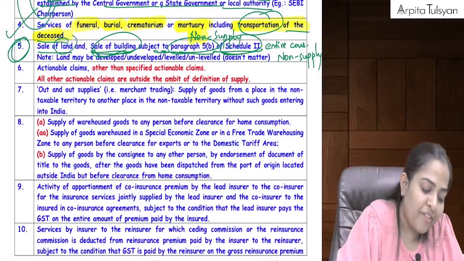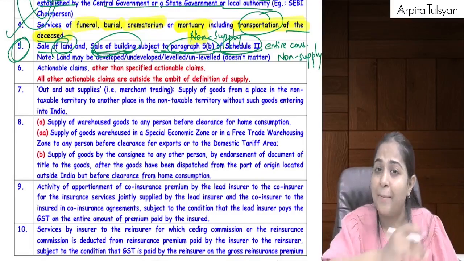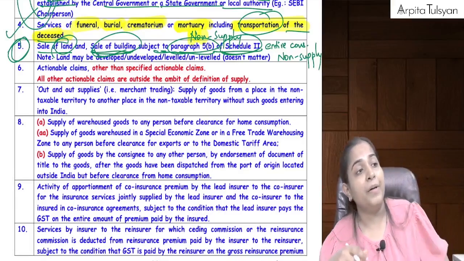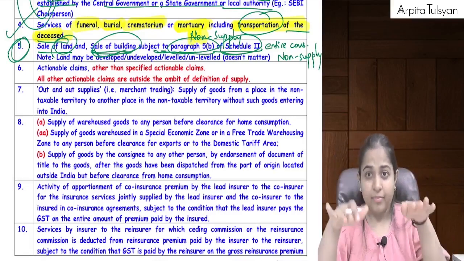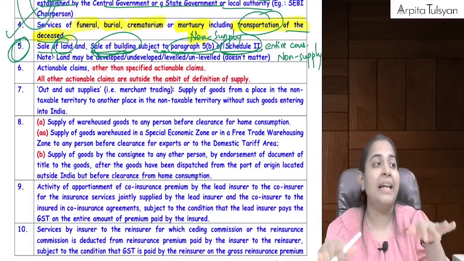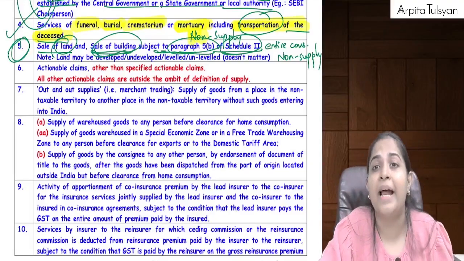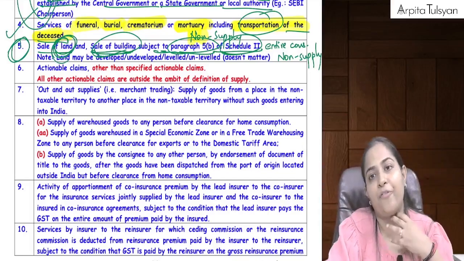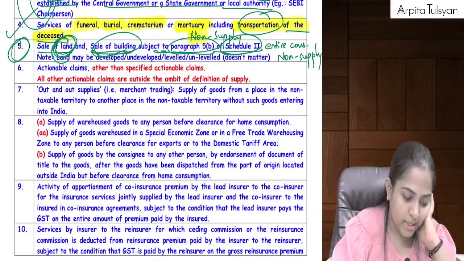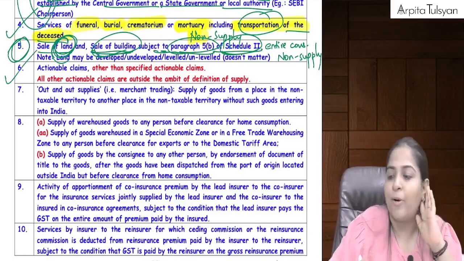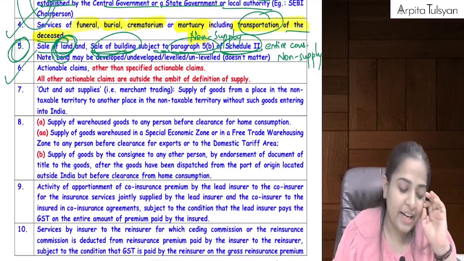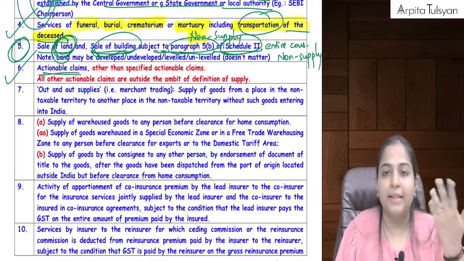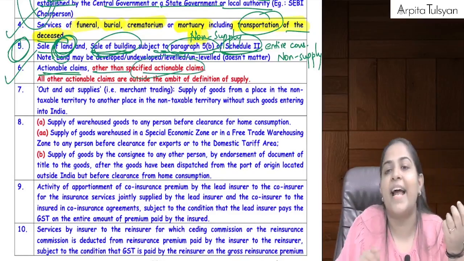Now when we talk about the sale of land, this land can be barren land, developed land, leveled land, unleveled land, undeveloped land, any type of land. Any type of land will be considered as a non-supply, right? Then the next point, the 6th point, again very important: actionable claims other than specified actionable claims.